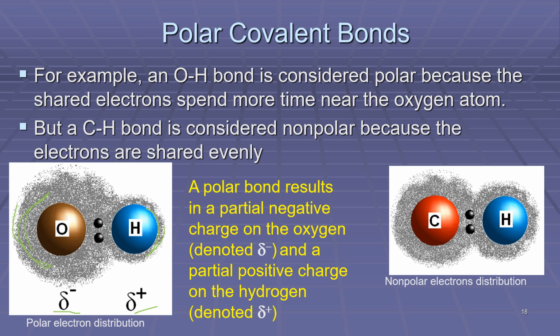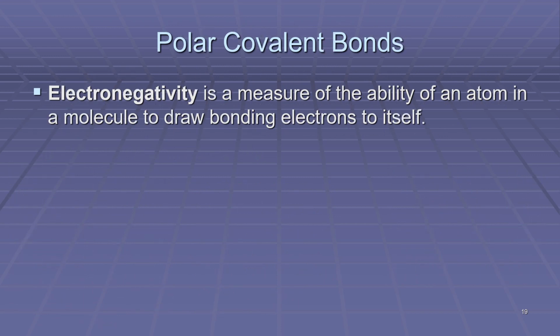Yep, so I already talked about that, partial negative, partial positive. So as I talked about, electronegativity is very similar to electron affinity. So it's how much does an atom pull electrons toward itself? It's a measure of the ability of an atom in a molecule to draw bonding electrons to itself. So the higher the electronegativity, the more the electrons are attracted to that atom.